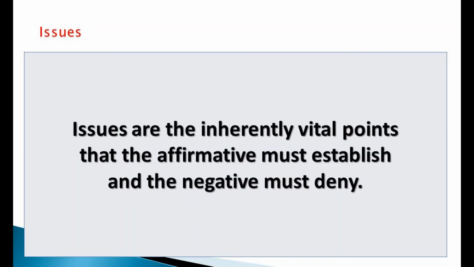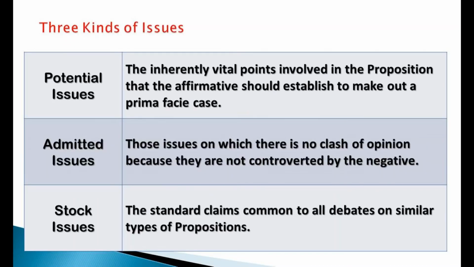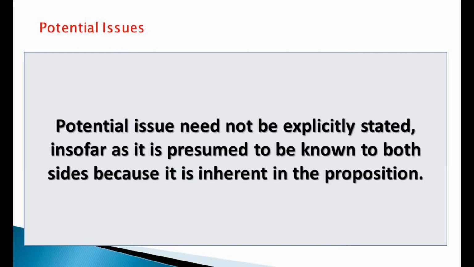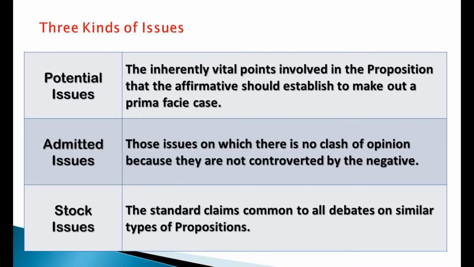Issues are the inherently vital points that the affirmative must establish and the negative must deny. There are three kinds of issues: potential issues, admitted issues, and stock issues. Potential issues are the inherently vital points involved in the proposition that the affirmative should establish to make out a prima facie case. Admitted issues are those on which there is no clash of opinion because they are not controverted by the negative side. And stock issues are the standard claims common to all debates on similar types of propositions.